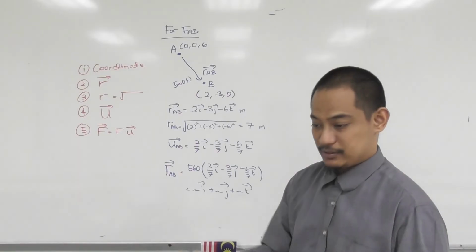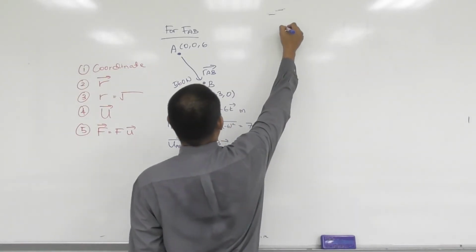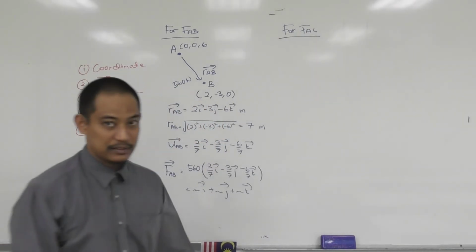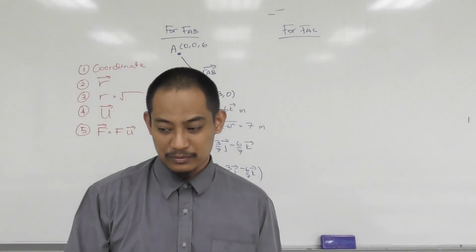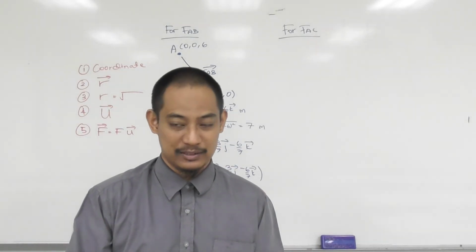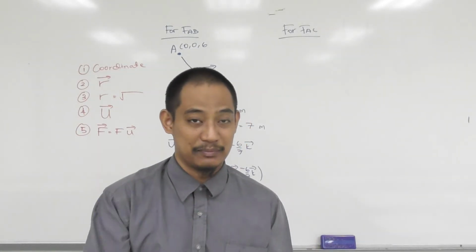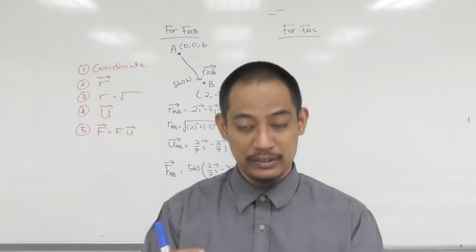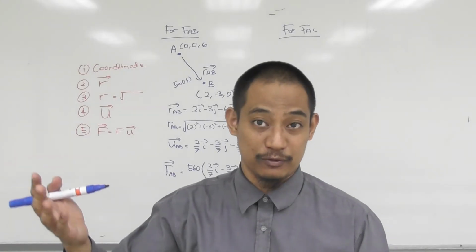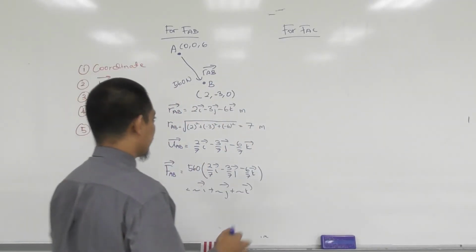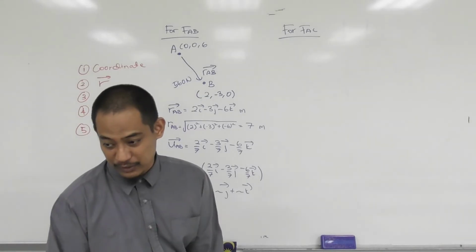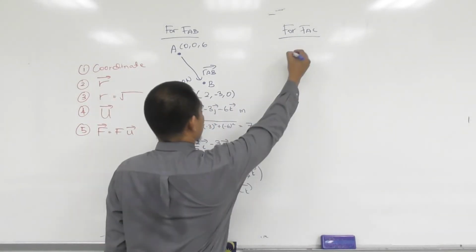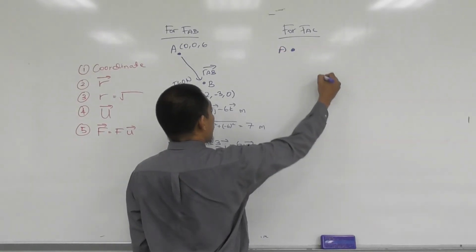So repeat for FAC. Repeating the step is simple; it's just long, but it's simple because it's the same thing over again. In the final exam, normally it can give 3 forces, so you have to repeat 3 or 4 times, depending on the question. So for FAC, what is important is point A and point C. Let's say point A to point C.